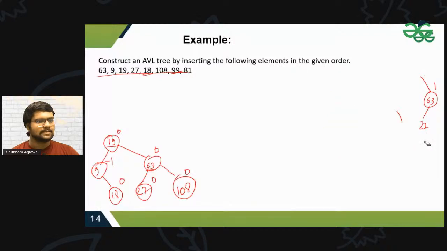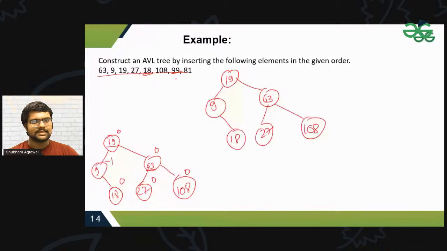Okay, so now I want to insert 99. Okay, so let me draw our tree. So we have 19, then we have 9, then we have 63, here we have 18, and then we have 27, and we have 108. Now 99 will be compared with 19, so it is greater, then 63, so it is greater than 63 also. When compared with 108, it is not greater than 108, so it will come here.